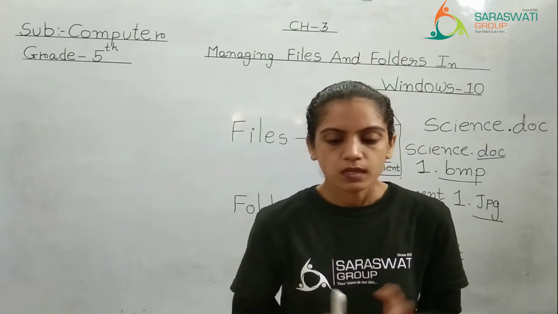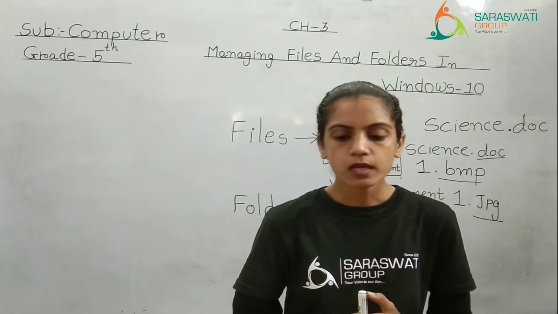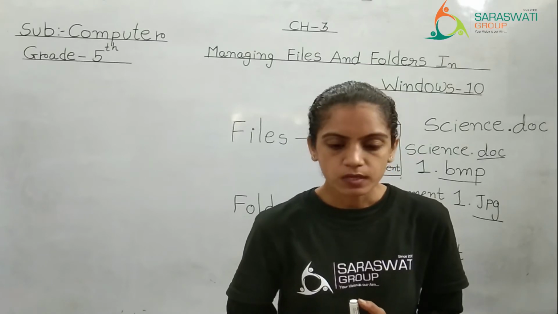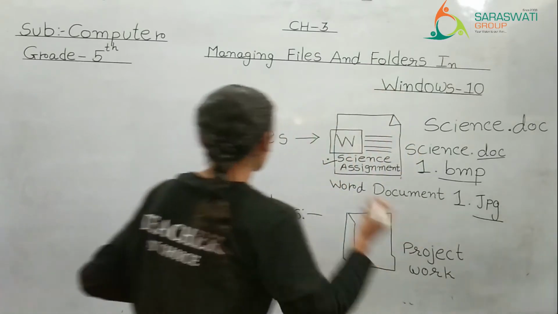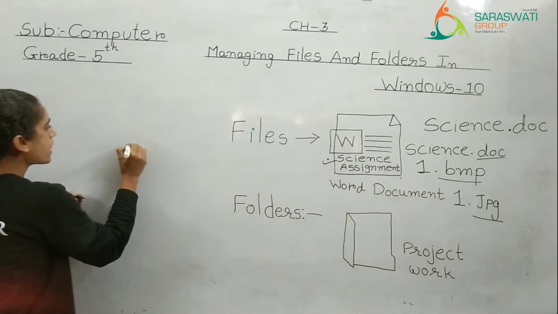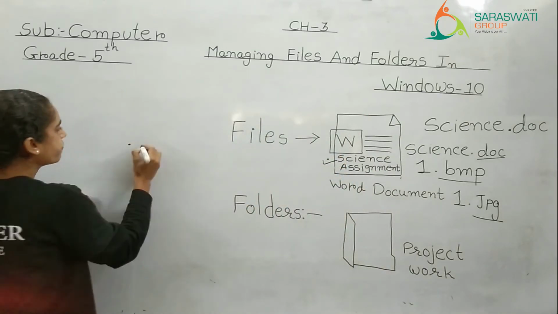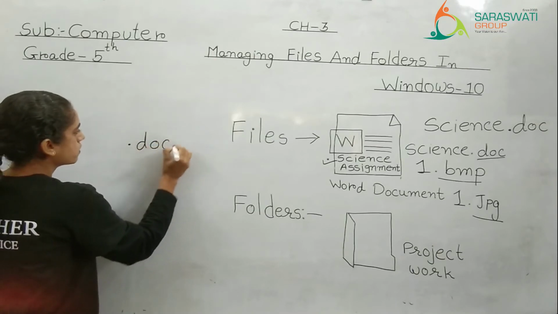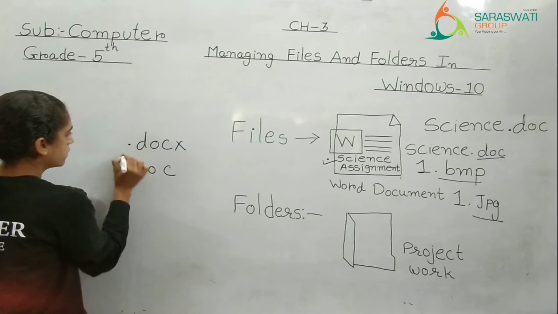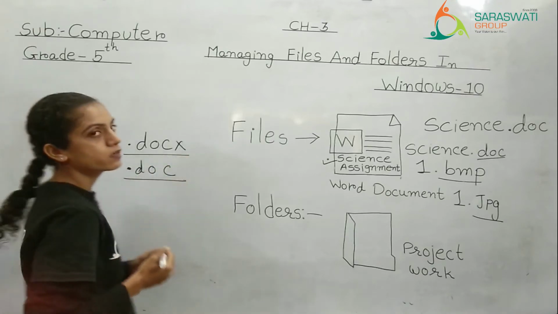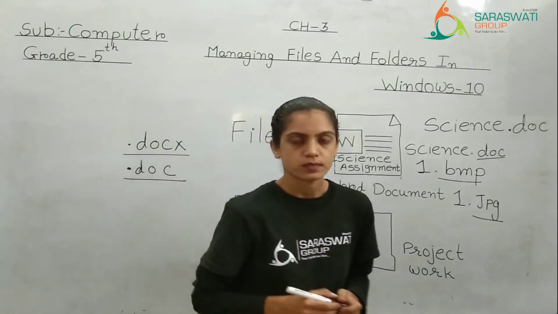For example, the document created in Word gets saved with the extension .docx, right? A Word file can be saved with two extensions. The first one is docx, or the second one is doc. This is called what? Extension, right?